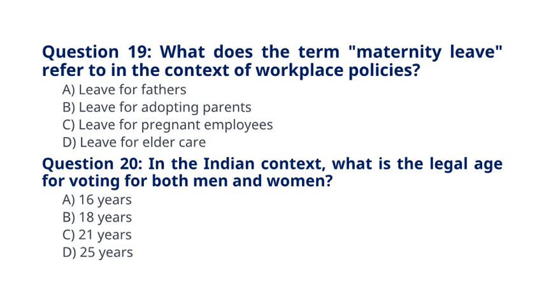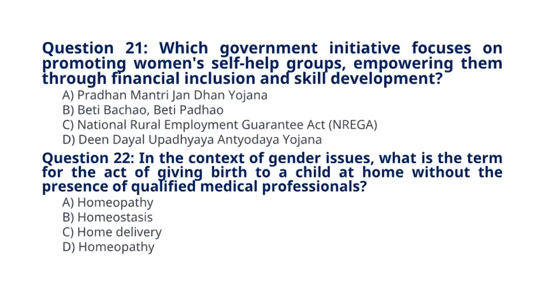Question 20. In the Indian context, what is the legal age for voting for both men and women? A. 16 years. B. 18 years. C. 21 years. D. 25 years. The correct answer for question 20 is option B. 18 years.